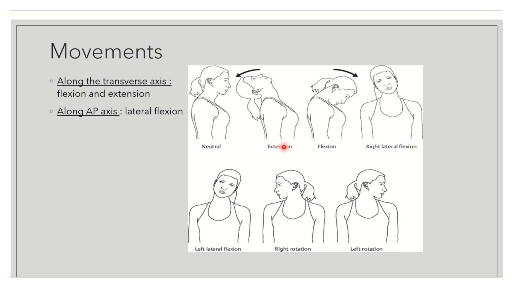Then the third movement is lateral flexion along the AP axis. See, this lateral flexion of the atlanto-occipital joint is brought about by the rectus capitis lateralis muscle, semispinalis capitis, and splenius capitis muscle, along with the sternocleidomastoid and the trapezius muscle. These are the muscles which are involved in the right lateral flexion along the AP axis at the atlanto-occipital joint.